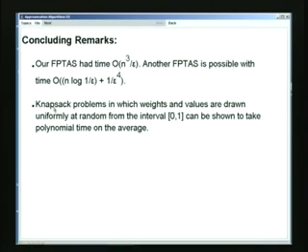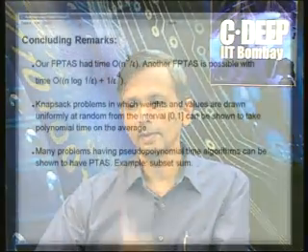Now here is an interesting fact that suggests that the knapsack problem is actually among the easier NP-complete problems in the following sense. Knapsack problems in which weights and values are drawn uniformly at random from the interval 0 through 1 can be shown to take polynomial time on the average. So the FPTAS result says that it is easier to approximate, and this says that it is also easier on the average.